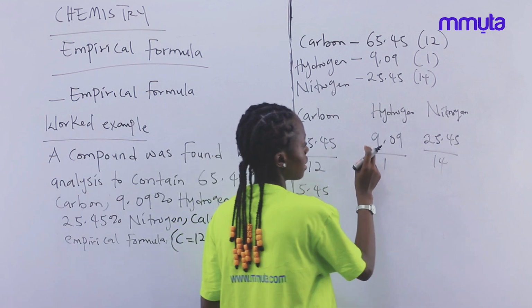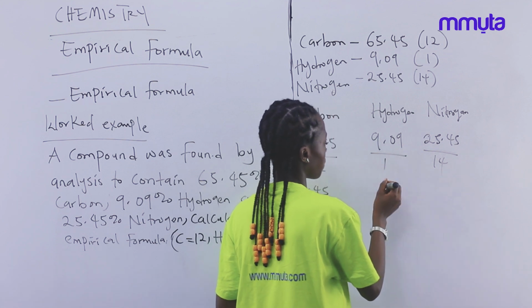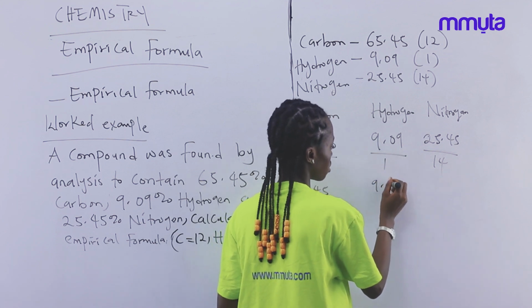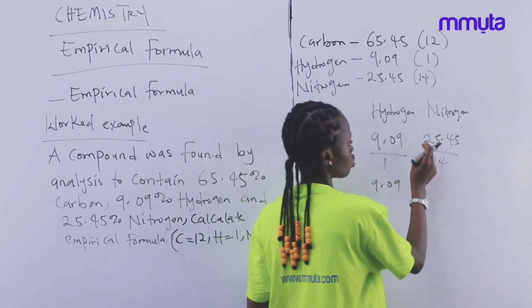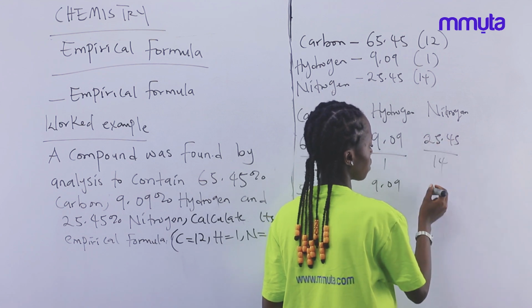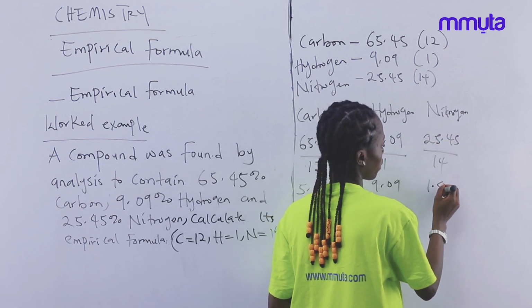Now, 65.45 divided by 12 would give us 5.45. 9.09 divided by 1 would give us 9.09, right? Now, 25.45 divided by 14 will give us 1.82.